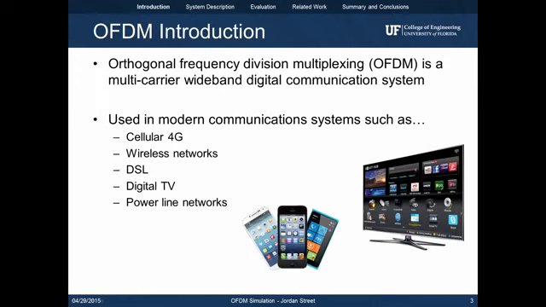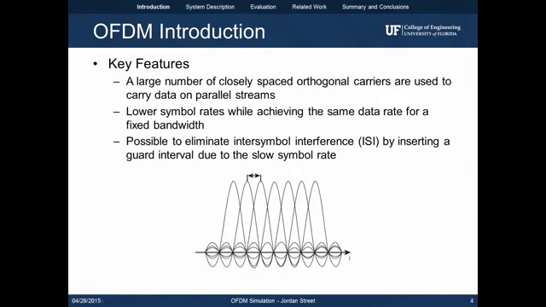So, orthogonal frequency division multiplexing, or OFDM, is a very popular communication technique used in many of today's modern systems. Specifically, it is a multi-carrier wideband digital communication method found in 4G, DSL, Wi-Fi, and many other systems as well. OFDM uses a large number of closely spaced orthogonal carriers to transmit data on parallel streams. This allows us to reduce the symbol rate for a fixed data rate and bandwidth. The slower symbol rate allows us to insert a guard interval in between each frame, which helps minimize inter-symbol interference.